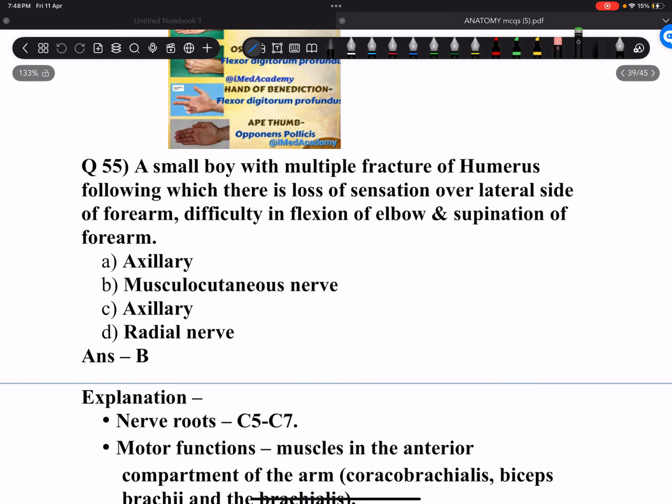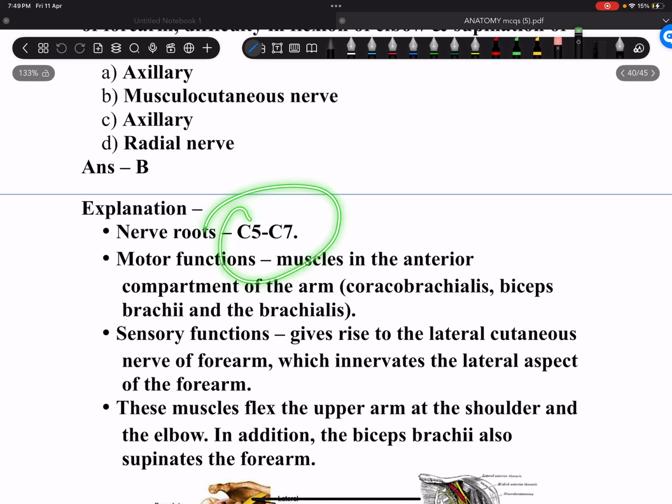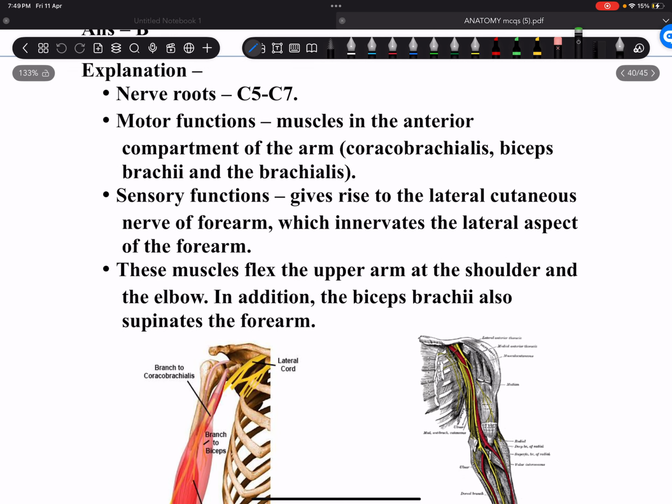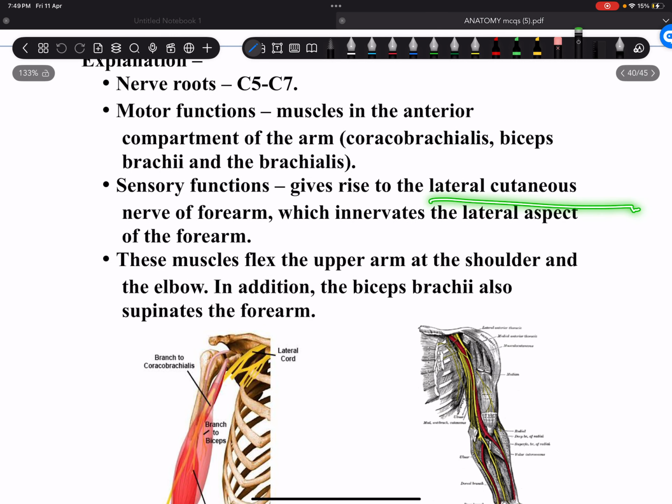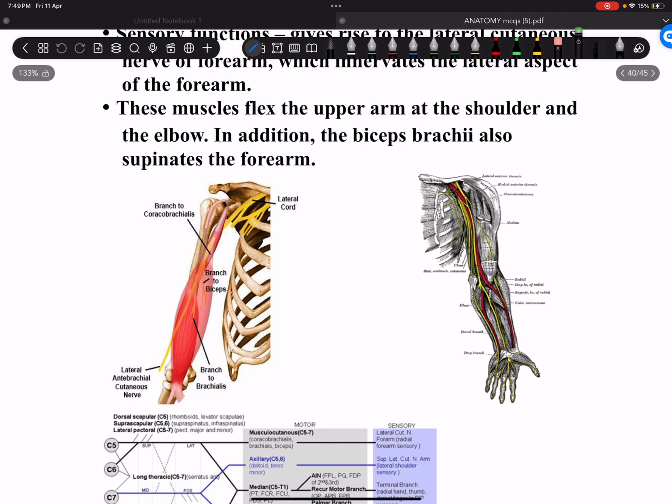A small boy with multiple fractures of the humerus has loss of sensation over the lateral side of the forearm, and difficulty in flexion at the elbow and supination of the forearm. Which nerve? Musculocutaneous, C5 to C7. Motor function: muscles in the anterior compartment of the arm, which involves coracobrachialis, biceps brachii and brachialis. Sensory function: it gives rise to the lateral cutaneous nerve of the forearm that innervates the lateral aspect of the forearm. These muscles flex the arm at the shoulder and the elbow. In addition, biceps brachii also supinates the forearm.